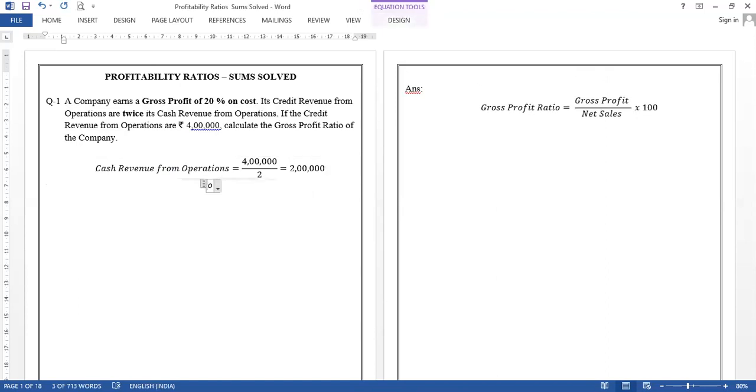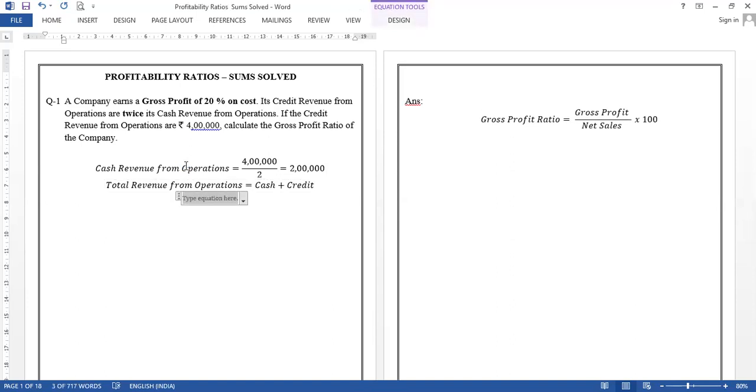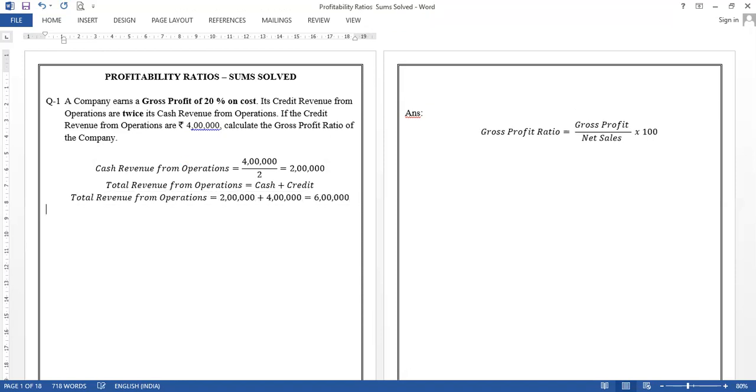Let me have the total sales over here. Total revenue from operations is equal to cash revenue from operations plus credit revenue from operations. So let us place the values over here. Total revenue from operations will be equal to cash, rupees 2 lakh, plus credit, rupees 4 lakh. So the total will be 6 lakh. We have total sales with us.